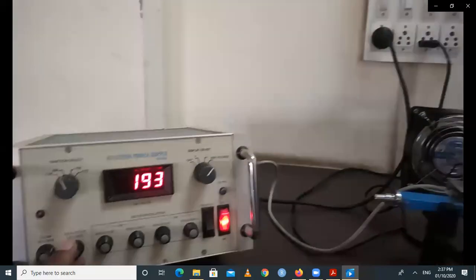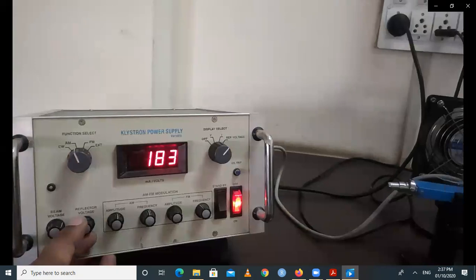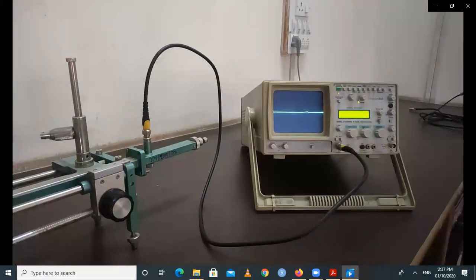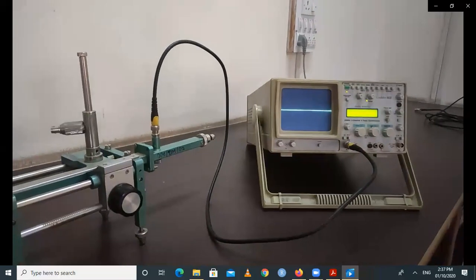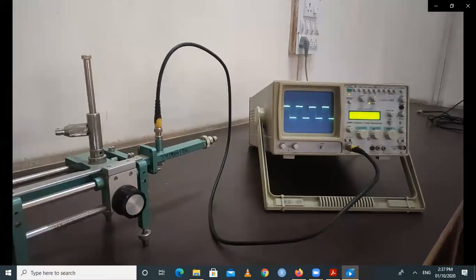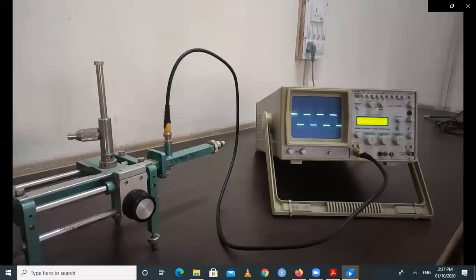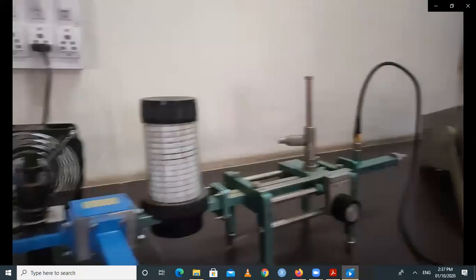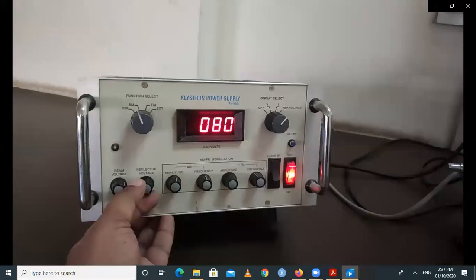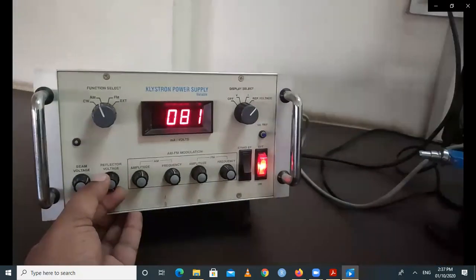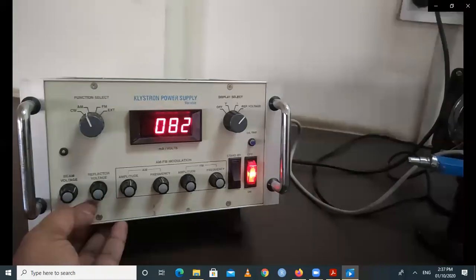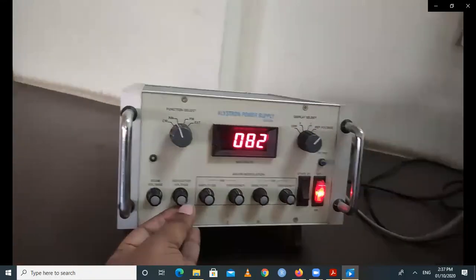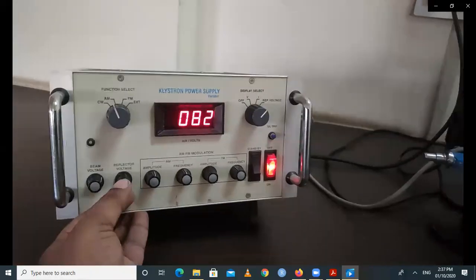Again you can reduce this repeller voltage. Again there is a change in waveform present over here. So this indicates the second mode of Klystron. Then again there should be a third mode of Klystron, and so on. So a Klystron has a number of modes as you reduce the repeller voltage. Now everyone listen here, I don't vary this beam voltage. I am only varying this repeller voltage.